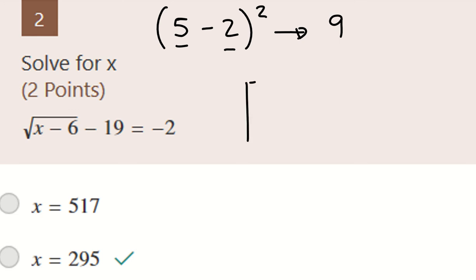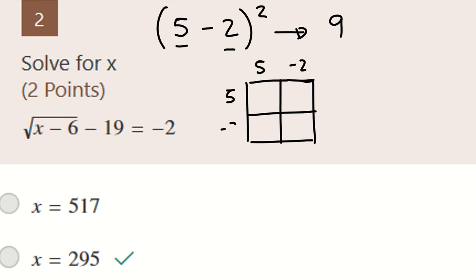So again, whenever you see multiple terms, things separated by plus or minus, think about this area model until you're really clear with what's going on. So I've got a 5 and a negative 2, a 5 and a negative 2. And I know you're thinking, but can't I just do 5 minus 3 and square it?